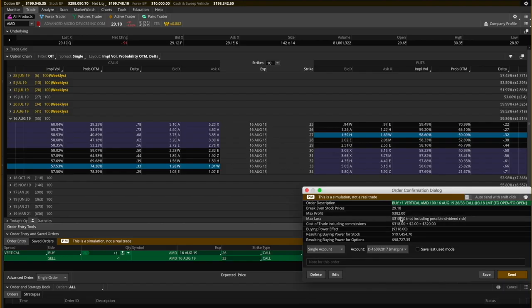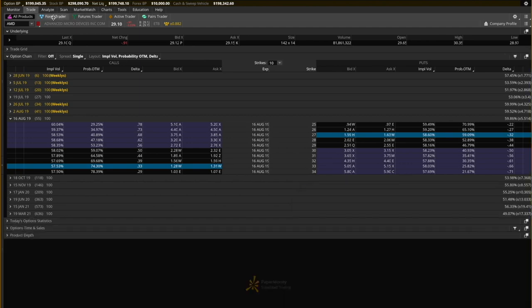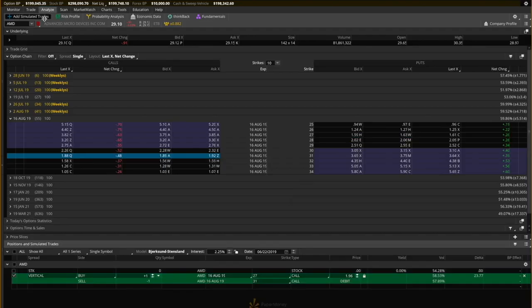Is it really worth it? Do I want to risk $318? That's something you really got to ask yourself depending on your account size. But even if you take this and you delete it and then you go back to analyze at simulated trades, then you'll be able to create and mess around with the different call options and put options as much as you can.